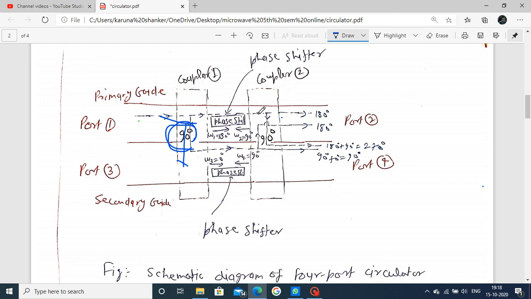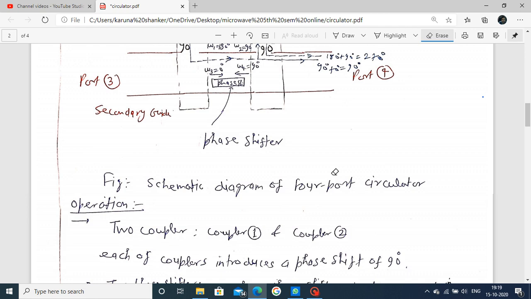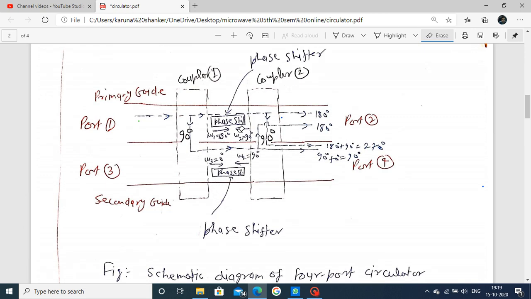Similarly, coupler 2 also introduces 90 degrees. If a wave moves from primary to secondary using coupler 1 or coupler 2, it introduces a 90 degree phase shift. These are the components inside the 4-port circulator: two phase shifters, two couplers and two waveguides, primary and secondary. Now we have already seen this 4-port circulator we consider here.